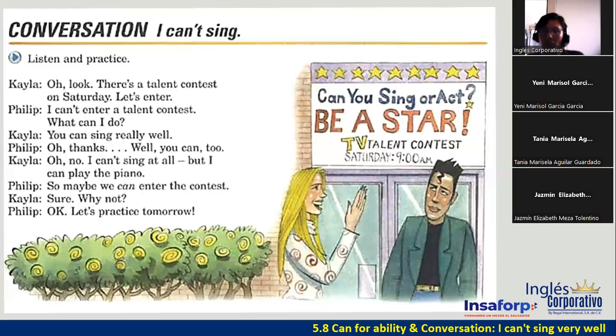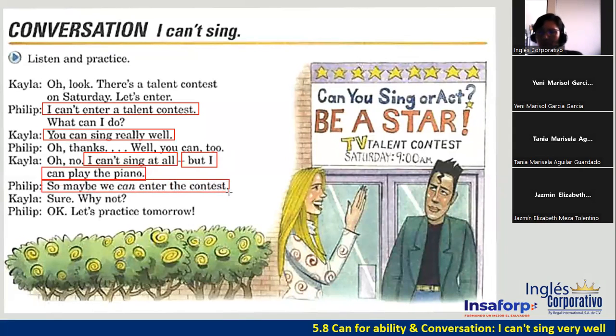So if we pay attention to the conversation over here, let me use this, okay? It says, I can't enter a talent contest, right? I can't or I cannot. You can sing very well, right? Oh, well, you can too, right? No, I can't sing at all. But I can play the piano, right? So maybe we can enter the contest, right?